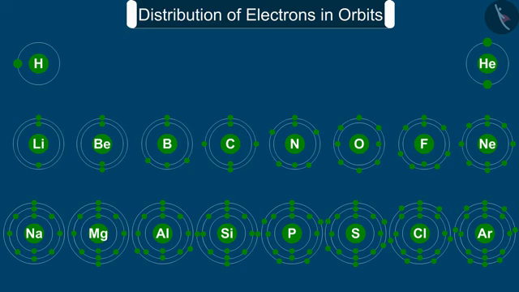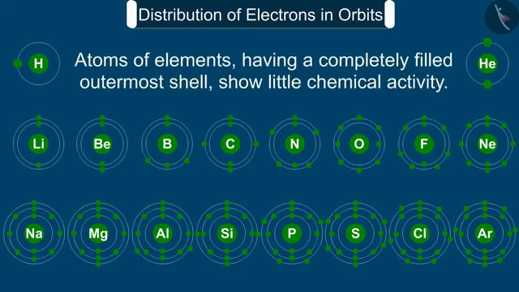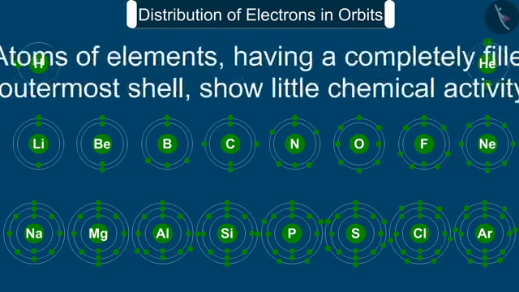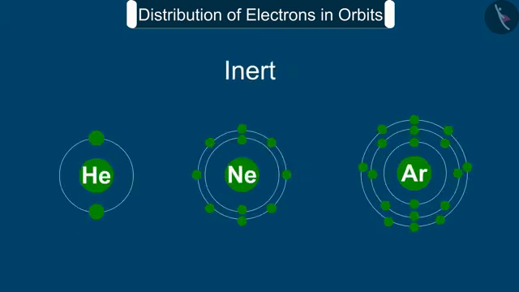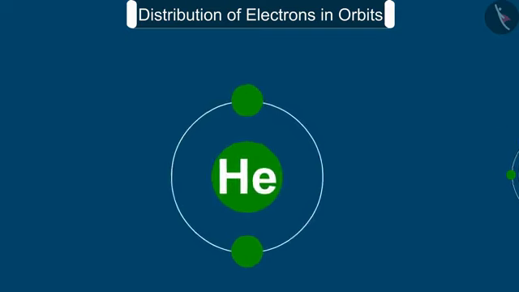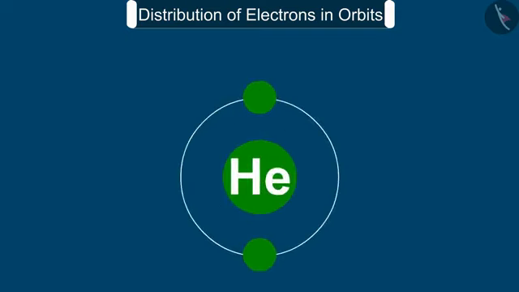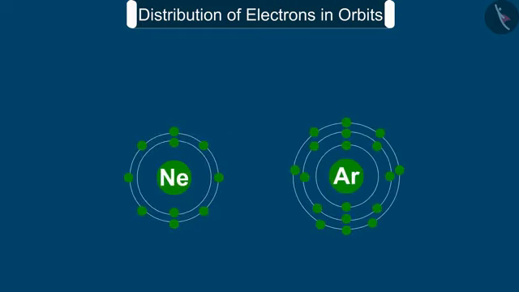It was observed that the atoms of elements having a completely filled outermost shell show little chemical activity. In other words, their combining capacity or valency is 0. Of these inert elements, the helium atom has 2 electrons in its outermost shell, and all other elements have atoms with 8 electrons in the outermost shell.